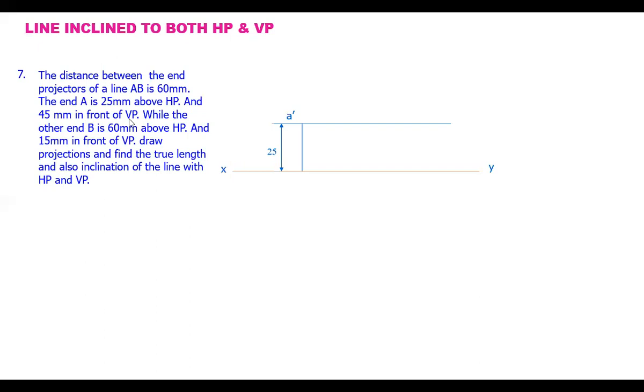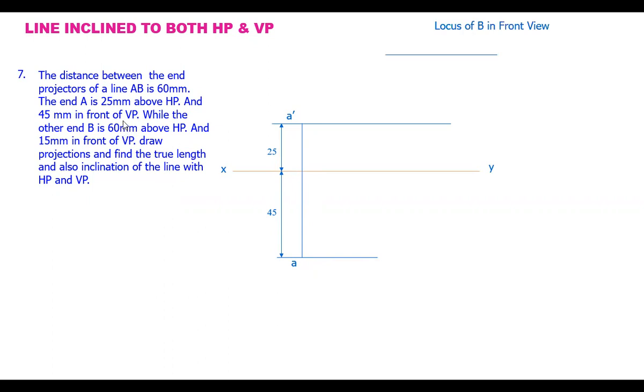And 45 mm in front of VP. So end A is 45 mm in front of VP. At a 45 mm distance, draw a line, and A must be lying on this line. Also draw a projector here from A dash. You get A, the intersection point. So A is known. Now what else?